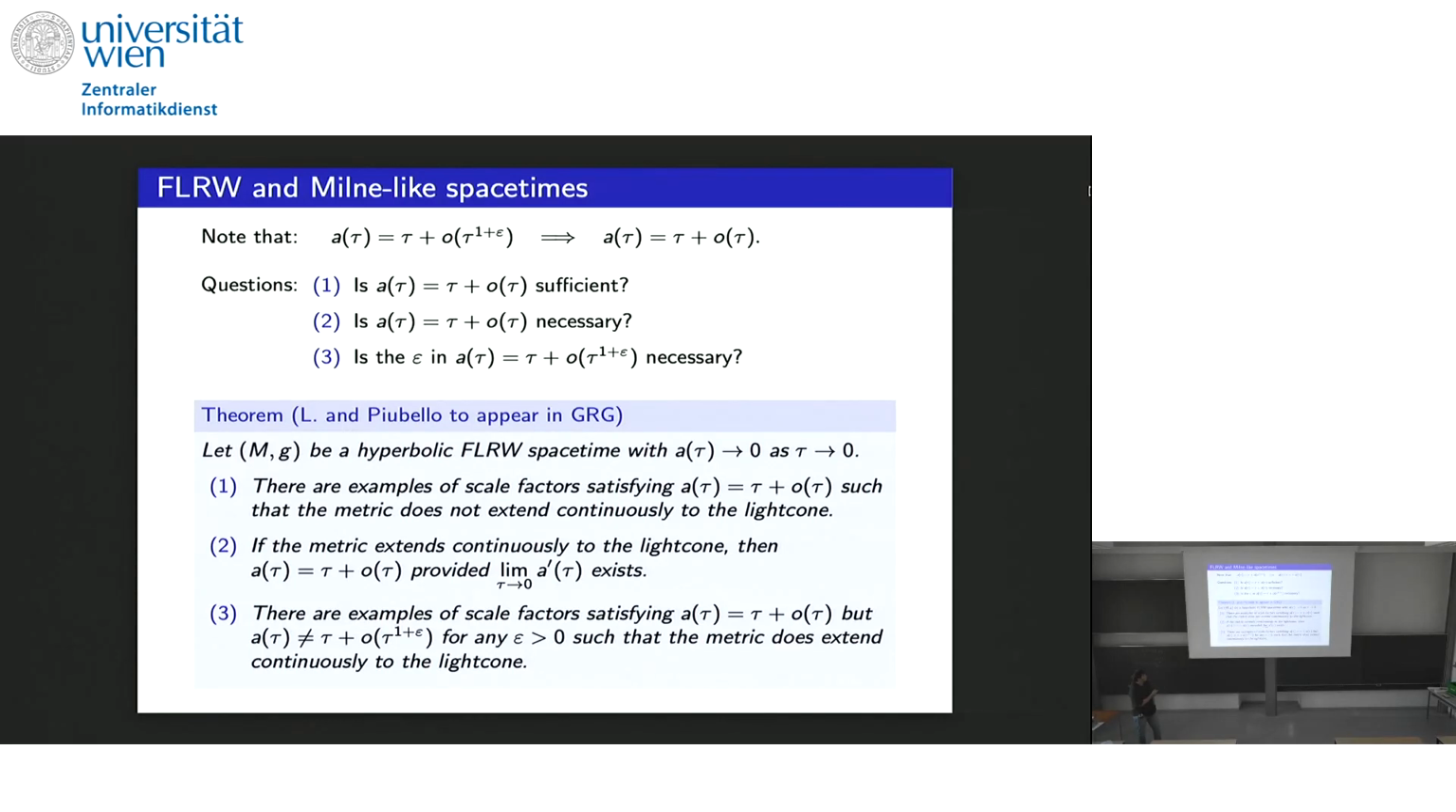And then three: now that you know that this is not sufficient without the epsilon, you can ask, with the epsilon, is it necessary? And the answer is no. You can find scale factors that satisfy a of tau equals tau plus a little-o of tau, but not with any epsilon, and the metric does extend continuously to the light cone.